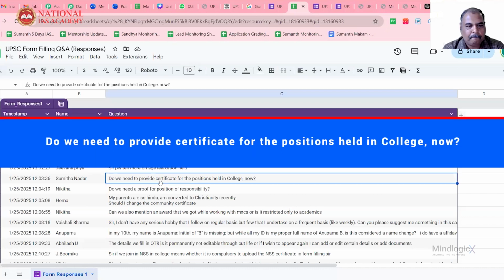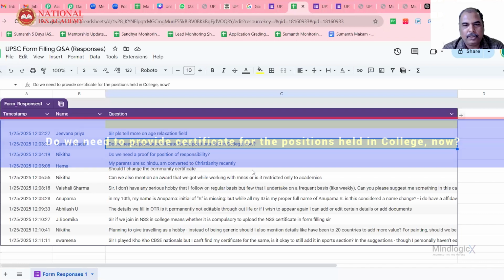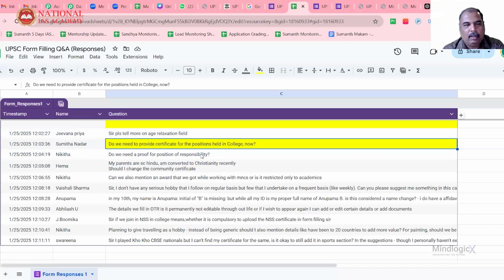So do we need to provide a certificate for the positions held in college? No, you need not provide a certificate, but you need to mention it, and in case you are continuing to be an employee, then you need to have a no objection certificate. For position, you need not require it. I may be an assistant professor, and I need not claim the position by a certificate. But since I am an employee in a particular organization, the organization should not stop me from joining. That's the reason why they ask for a no objection certificate.